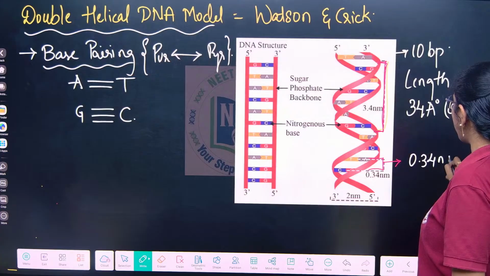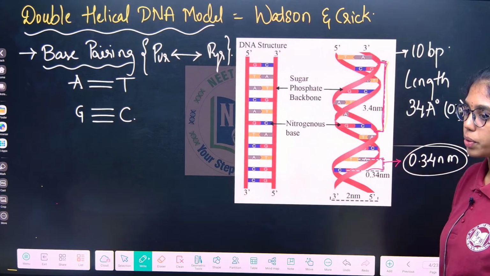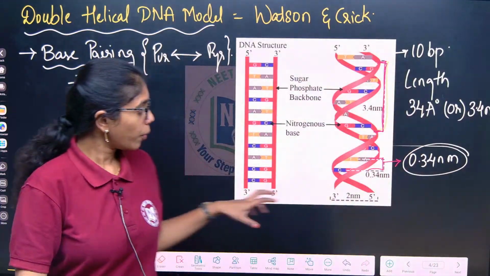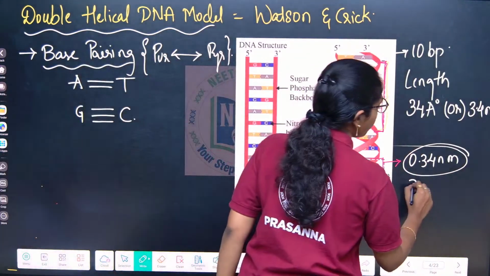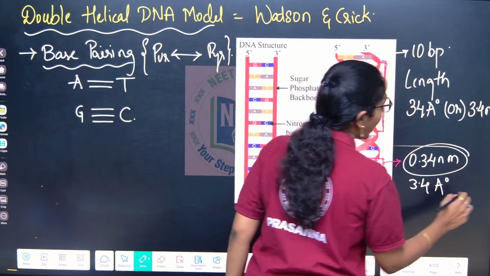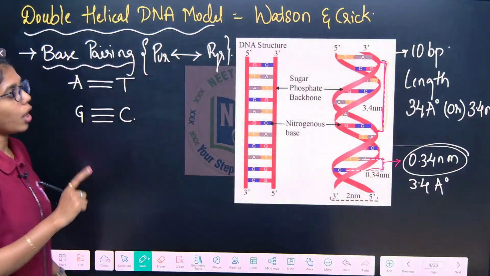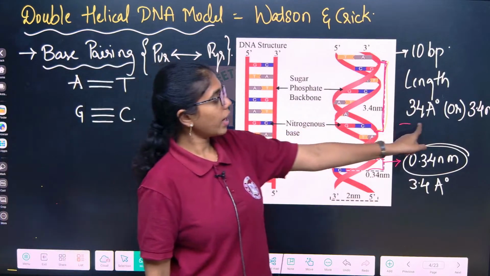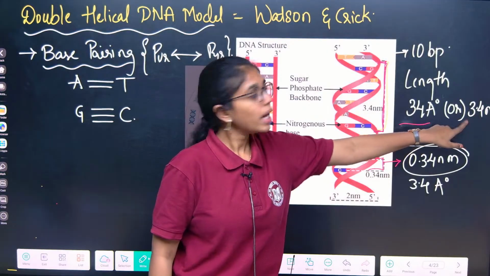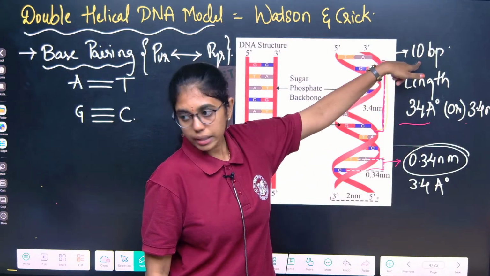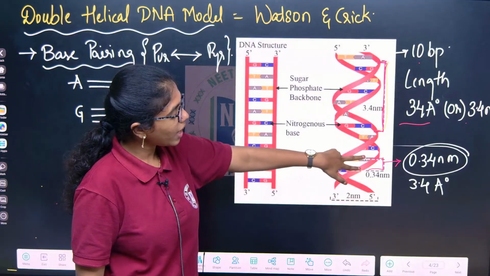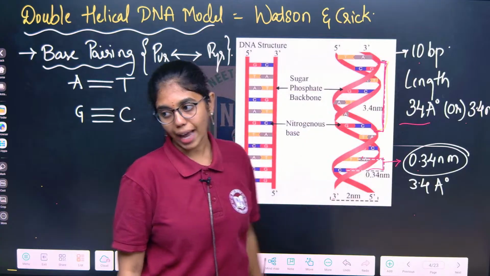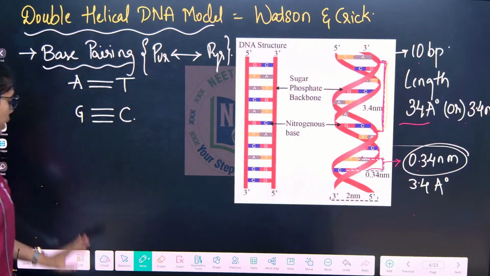And distance between two base pairs is 0.34 nanometers. So, clear, right? What is the distance? 0.34 nanometers is 3.4 angstroms. You have to be very clear with the length of DNA. Okay, in one pitch or one turn, what is the length? 34 angstroms or 3.4 nanometers. It is having how many base pairs, beta? 10 base pairs. Distance between two base pairs is 0.34 nanometers or 3.4 angstroms. Any doubt anywhere till here?